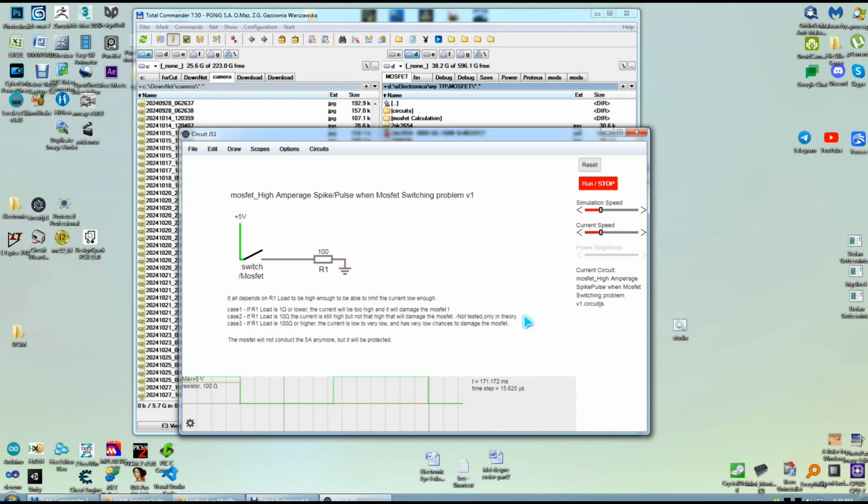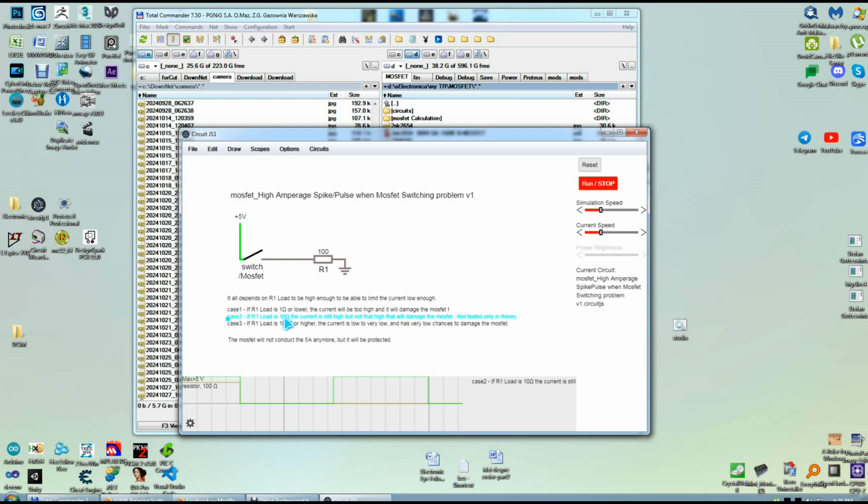Case 2, if the resistor load is 10 ohms, this line here, the current is still high, but not so high that it will damage the MOSFET. Here it says not tested, only in theory. And actually with this experiment, I did test this theory. And at this particular value, at 10 ohms, I didn't get that switching of the power supply from voltage to amperage. That's the thing.